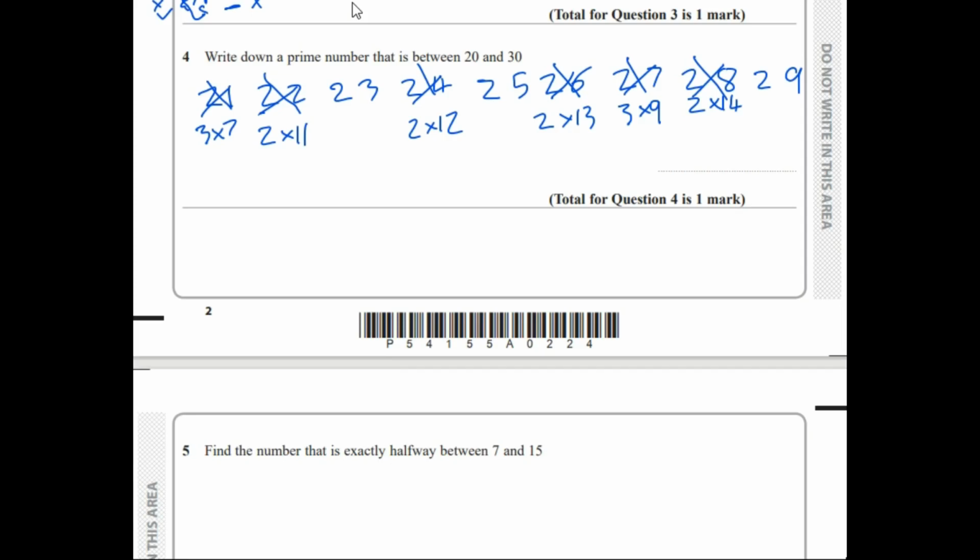Next up, 5. So 25, 5 times 5. So we're going to get rid of that one. Now if we have a look, the only ones we have left are 23 and 29.